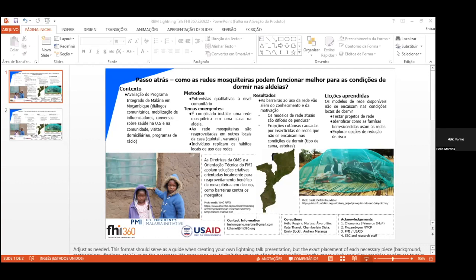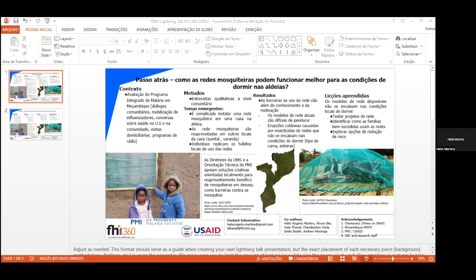And these habits are replicated. They are learned one from each other. Neighbors learn from each other. These are habits that are very common for them to be replicated among neighbors.